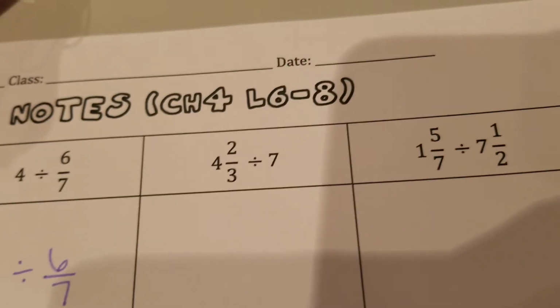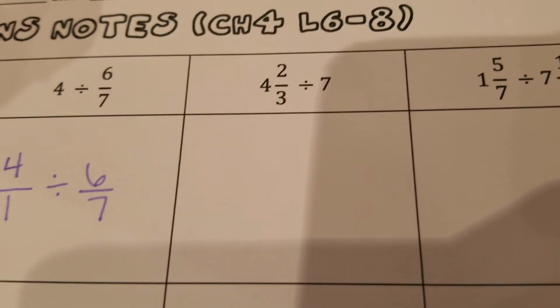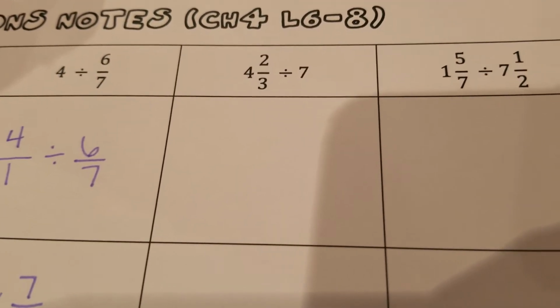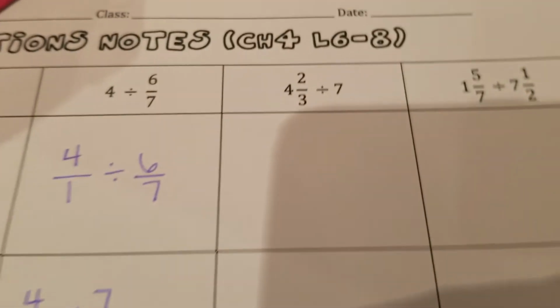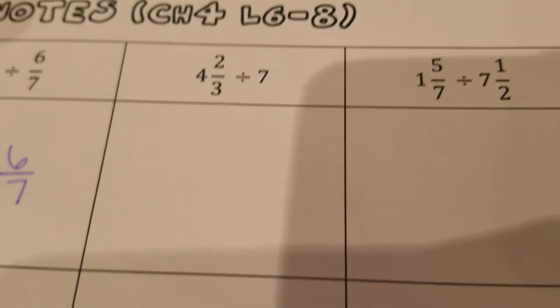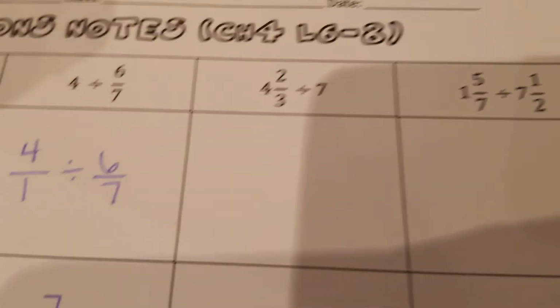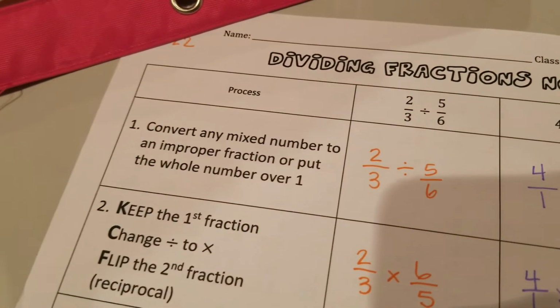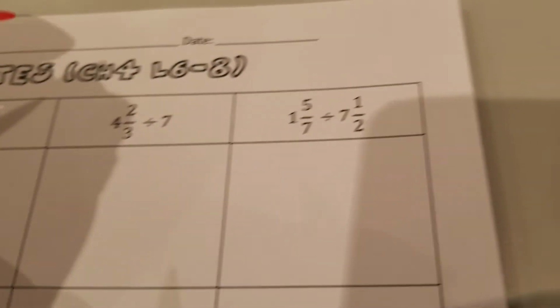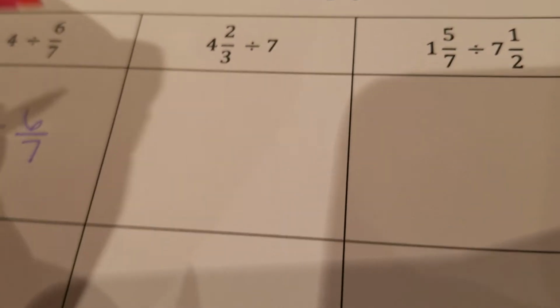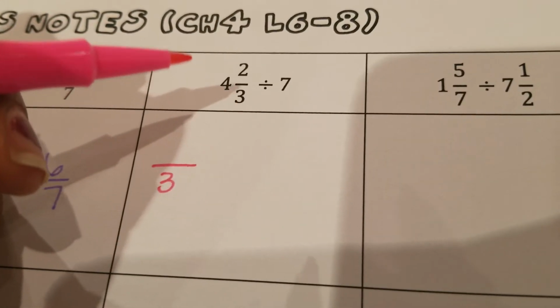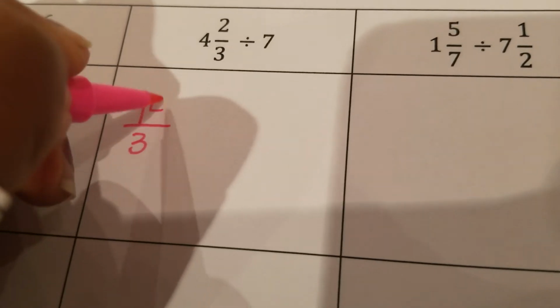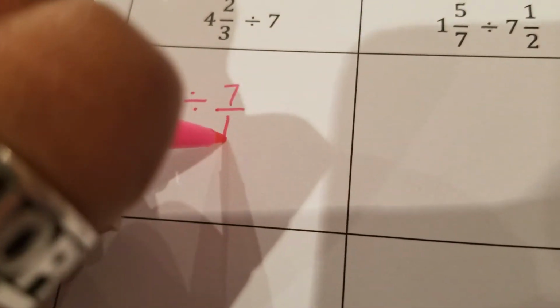Question 3. 4 and 2/3 divided by 7. So how many 7s can fit into 4 and 2/3? It should be less than 1 because we don't have a full 7. So step 1. We are looking for mixed numbers and whole numbers. And in this case, we have both. So we're going to write this as our improper fraction. So 3 times 4 is 12 plus 2 is 14 divided by 7 over 1.